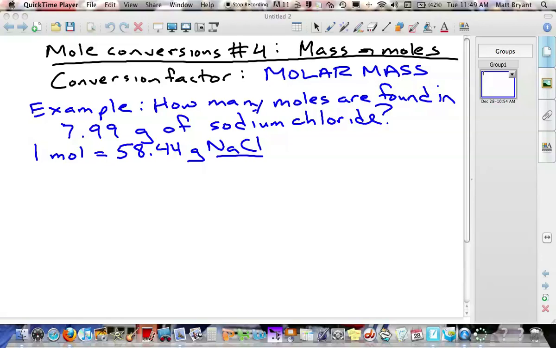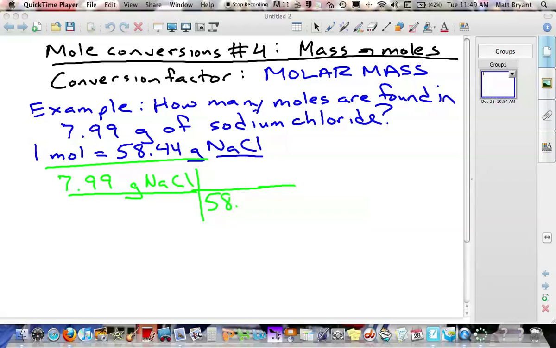So we start always in any of these conversion problems with the value that we know. In this case, we know that we have 7.99 grams of NaCl, and we know that we need to convert to moles. So in this case, we want to get rid of grams as a unit, and the value in the conversion factor that we have above that includes grams is the molar mass. So we can cancel out those units, will go on the bottom.